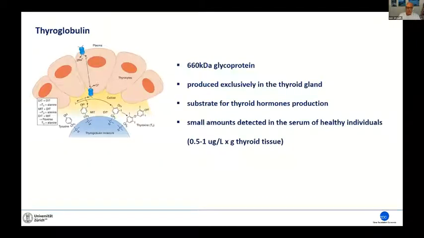So thyroglobulin, you know, is a very large glycoprotein, 660 kilodaltons, that is produced exclusively in the thyroid gland by follicular thyroid cells, where it serves as substrate for thyroid hormone production. In physiological conditions, only small amounts of thyroglobulin are released from the thyroid and can be detected in serum, about 0.5 to 1 microgram per liter per gram of thyroid tissue, in a normal state, that means with normal TSH concentration.